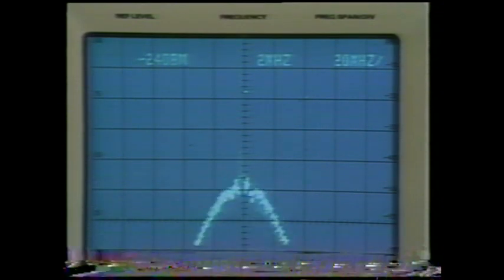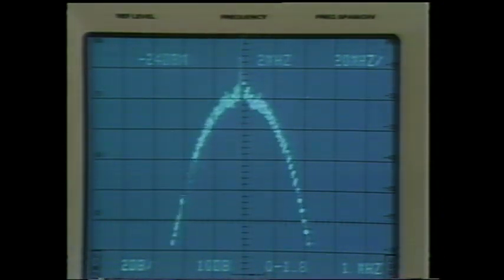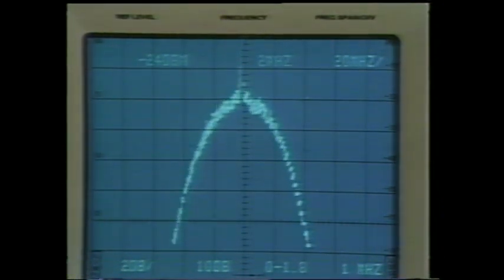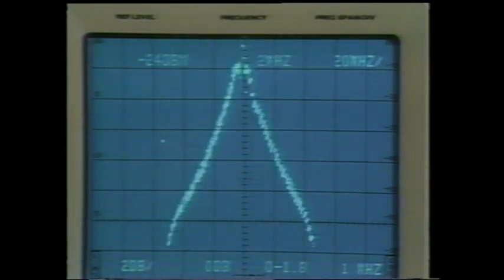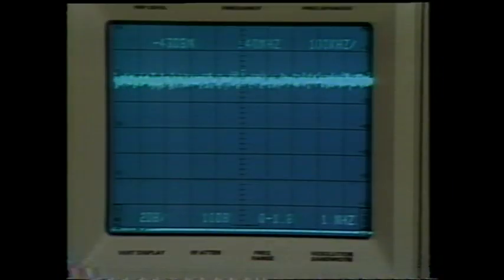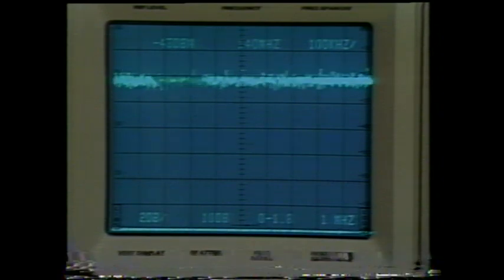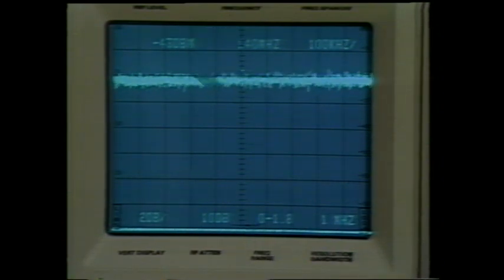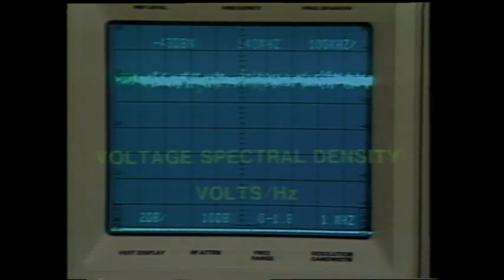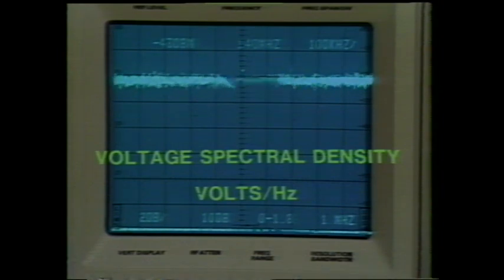Let's increase the signal level. Now when we go to 0 dB attenuation, the signal level changes drastically, showing severe compression. Now let me show you how to measure the actual voltage spectral density. At the observation frequency of 140 megahertz, we have a minus 47 dBm display level using a resolution bandwidth of 1 megahertz. But remember, this is a voltage spectral density. It has to be measured in volts per hertz.